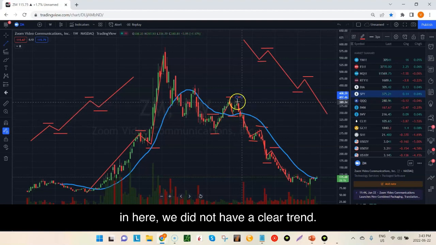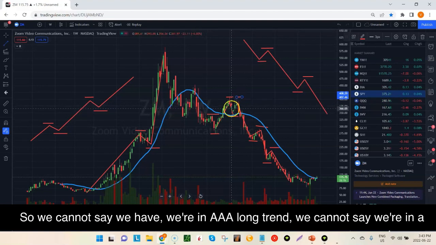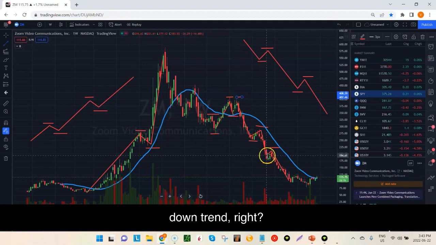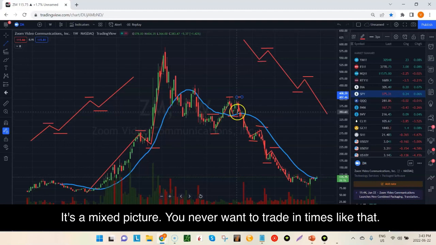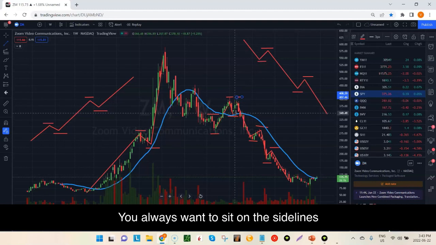So in here, we did not have a clear trend. So we cannot say we're in a long trend. We cannot say we're in a downtrend, right? It's a mixed picture. You never want to trade in times like that. You always want to sit on the sidelines.